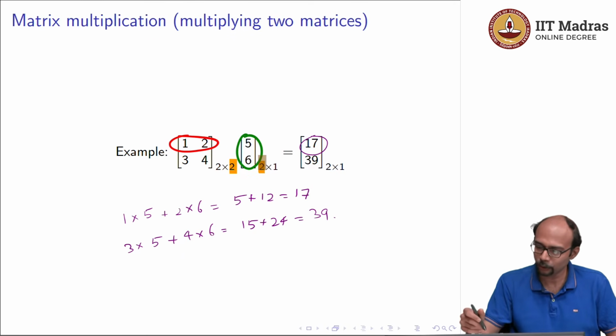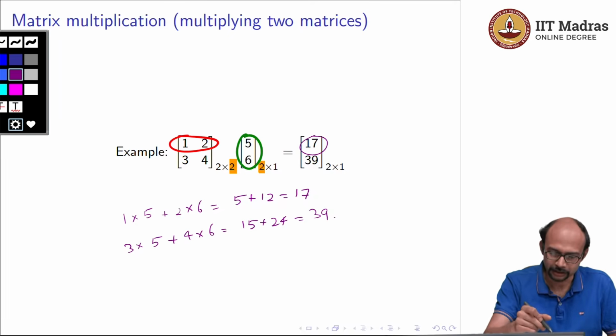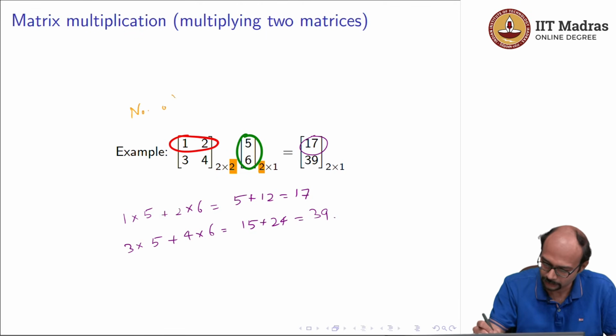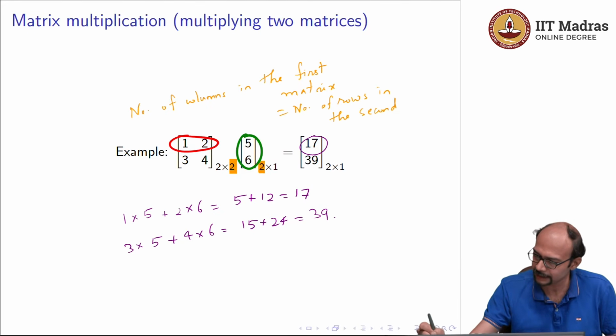So the number of columns in the first matrix must be the same as the number of rows in the second matrix. Why do we need that? Otherwise there will be a mismatch.